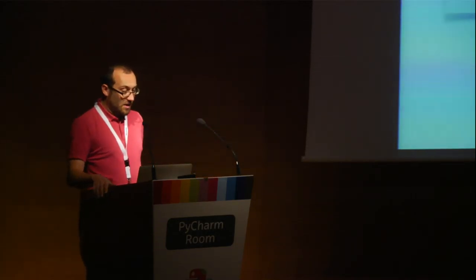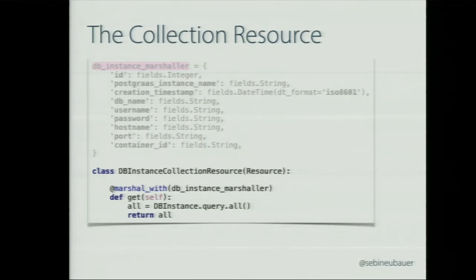Okay, so the first thing, the collection resource. As I said, we build a class, and it's derived from this resource thing. We can marshal something, but let's ignore this one. So this is a get on the collection resource, so everyone knows what's coming back. Yeah, it's the list of all our created instances, so return this thing.